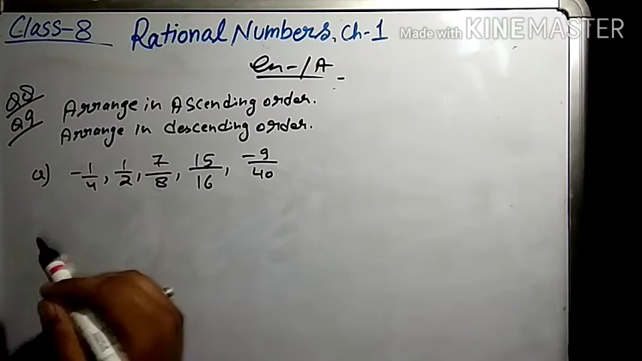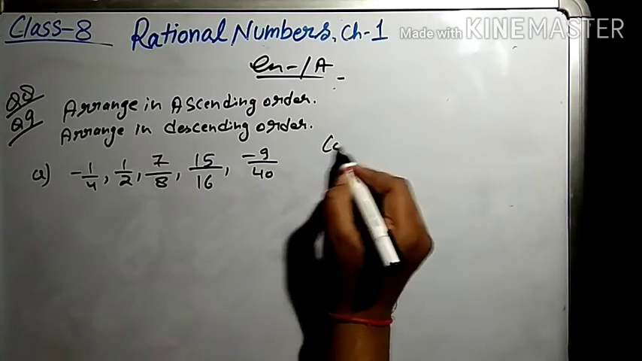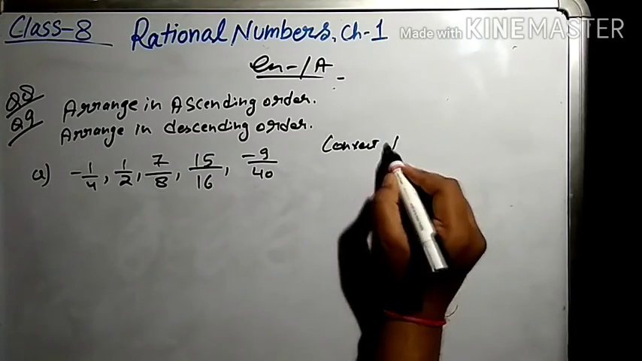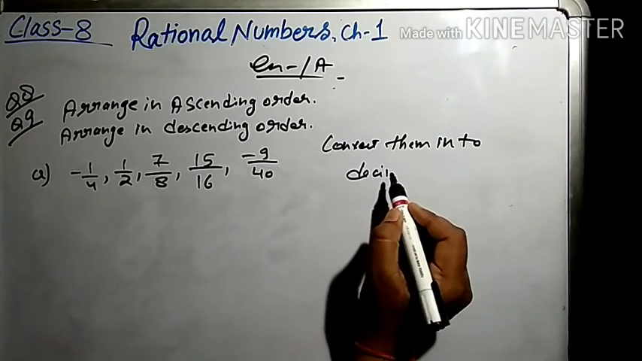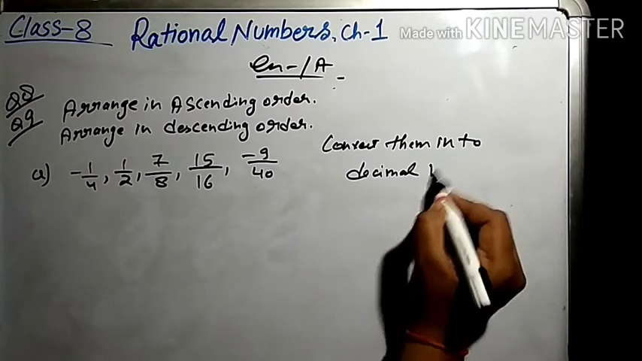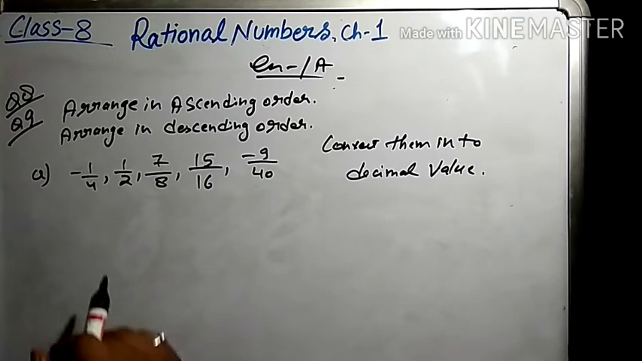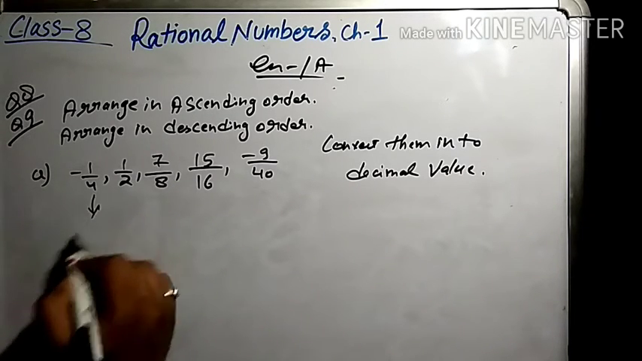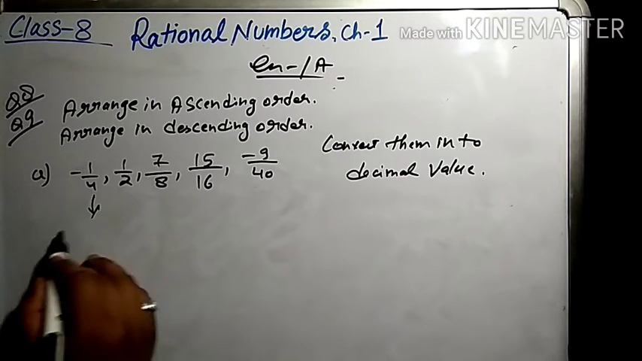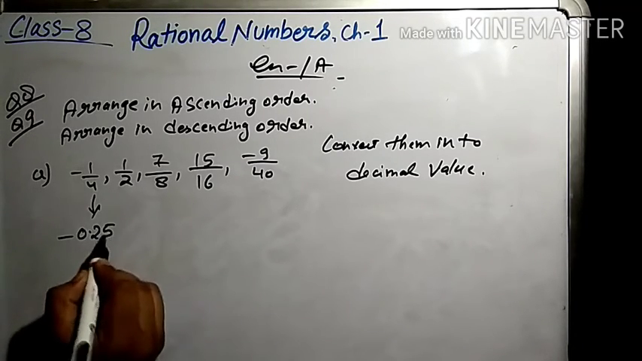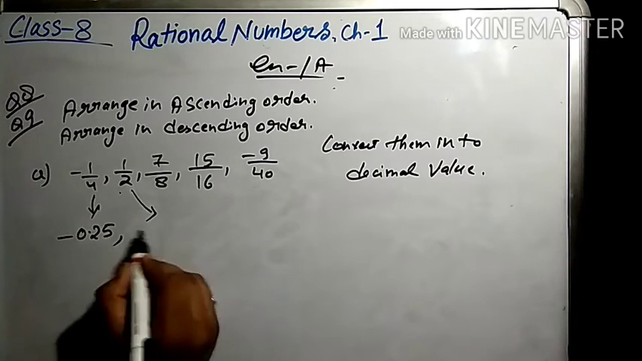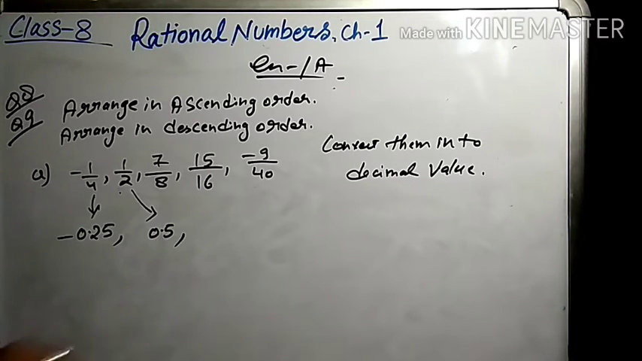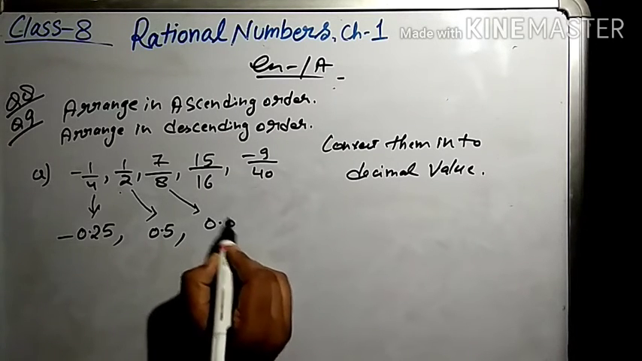there are many rational numbers to be compared, so we convert them into decimal values. That is, minus 1 upon 4 will come to minus 0.25. Then 1 upon 2 will be 0.5. Then 7 upon 8 will be converted to 0.875.